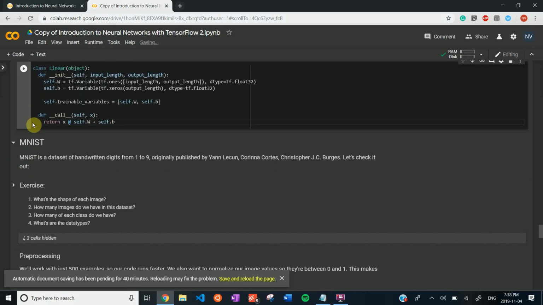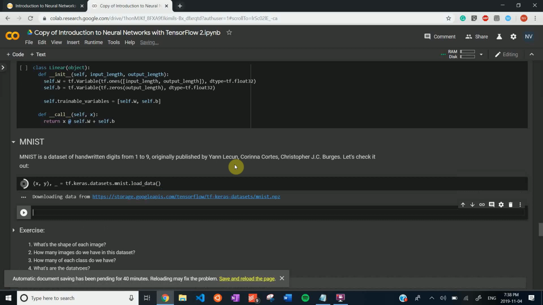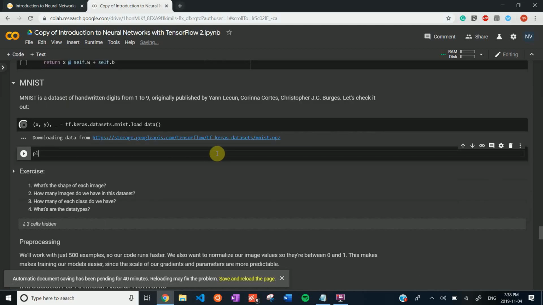Cool. So now we're going to get into something a little bit more interesting. We're going to talk about a data set called MNIST. MNIST is a set of a bunch of handwritten digits. It was collected by these 3 researchers way back in the 90s, and this is a very common image classification benchmark. We're going to use this data to fit some models to identify if an image is one of 9 digits. Let's just import this from TensorFlow. Oh, it's downloading. Cool.